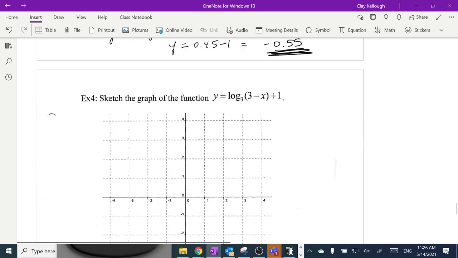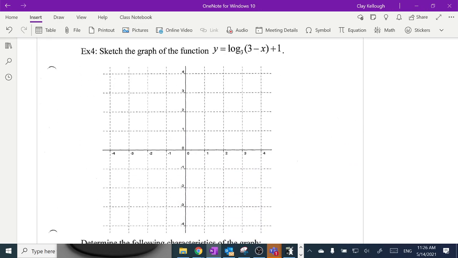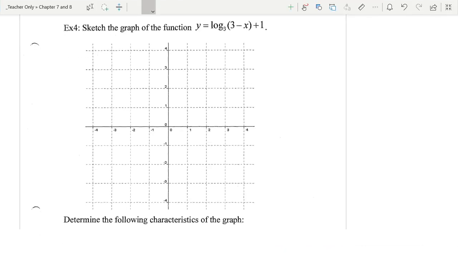Okay, you want to try one? I'm going to pause the video and let you try one. Now, remember, this is messing with you. I'm keeping my eye on the chat here. Who can tell me what you have to do here before you start graphing anything?